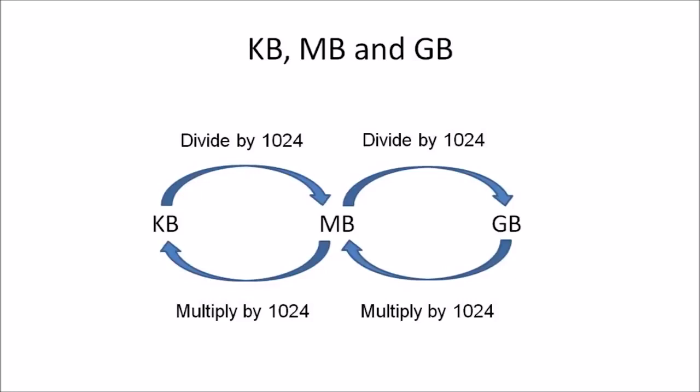So from a larger unit of measurement, I will always have to multiply if I'm converting to a smaller unit of measurement, right? If I'm converting from a smaller unit of measurement to a larger unit of measurement, I will always have to divide, right? And the conversion factor that you use in order to convert between these three units of measurement is 1024. Now we'll do some examples just to understand better, right?